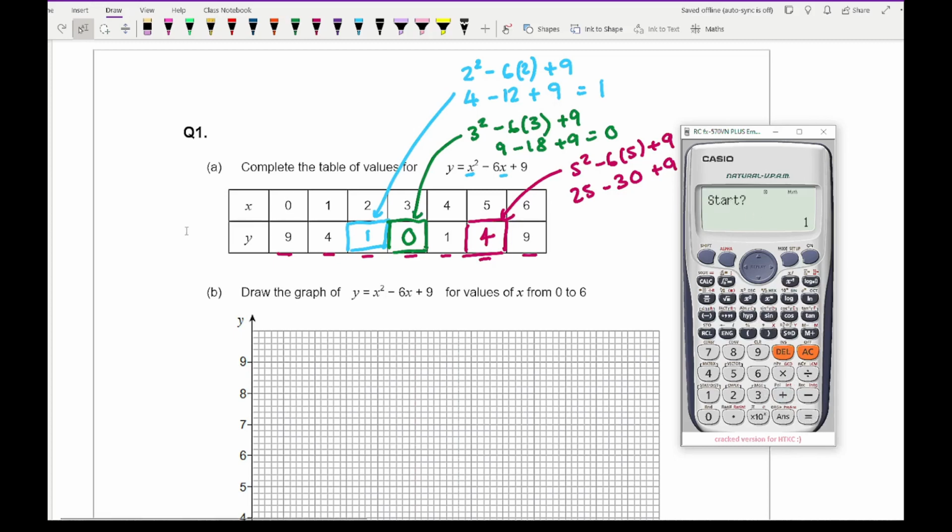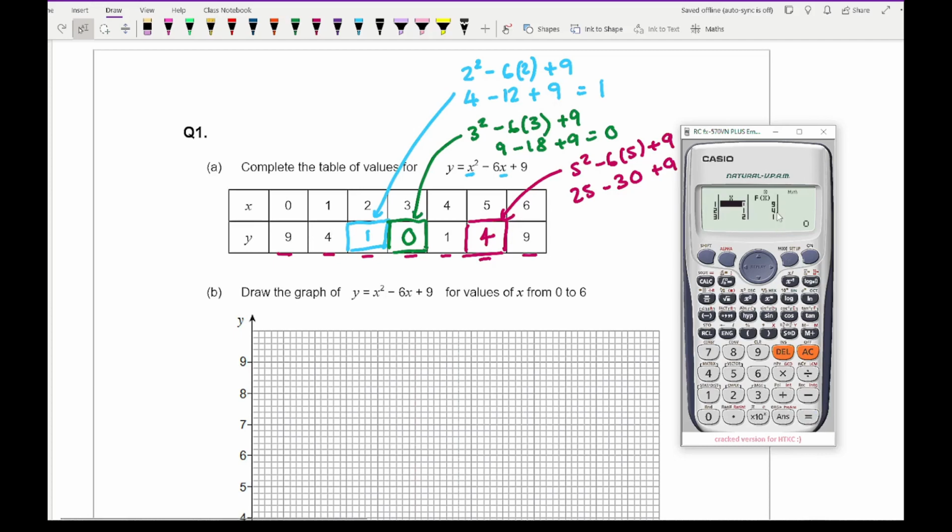Now your starting value is your smallest x ordinate, which in this case is 0. Your end value is your highest value of x in your table, which is 6. And we're going up in increments of 1, so that's fine. Press equals. Now your f of x values will be your y ordinate.